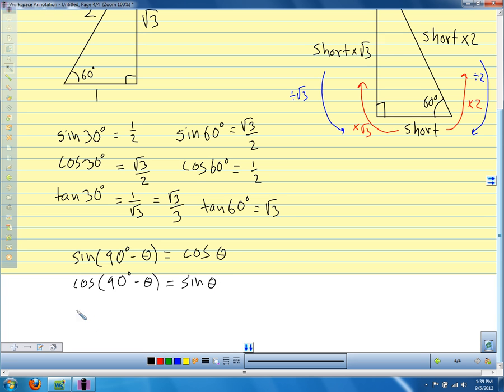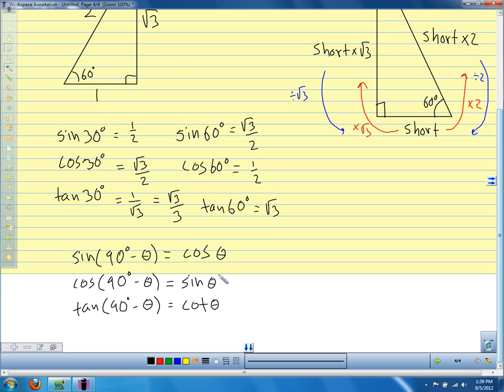The tangent of 90 degrees minus theta is the cotangent of theta. Wait, this one's the base of 2 angles? This is true for any two angles that are complementary. If two angles are complementary, their sine and their cosine are the same.